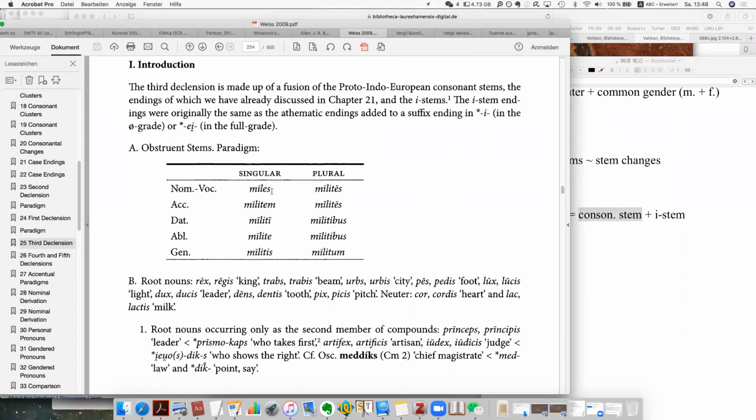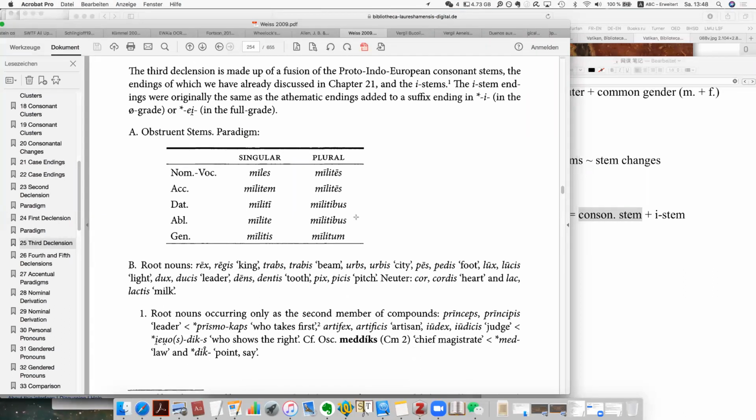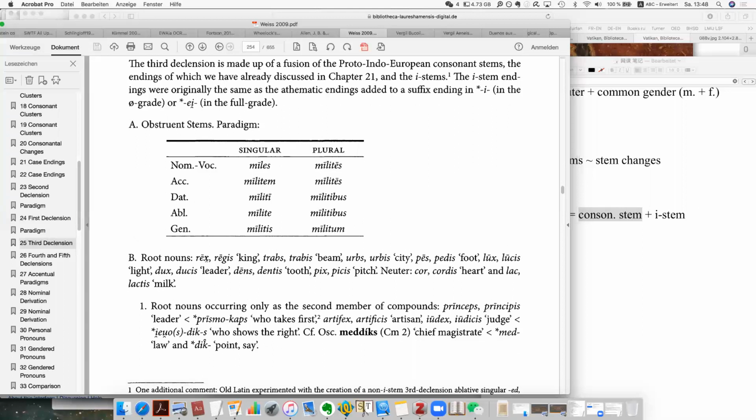It's called mides, midites, midit. This is the word for soldier, and you also have other words. You see, this is actually the stem called midis. This is milet, milet, and then you put the ending here.